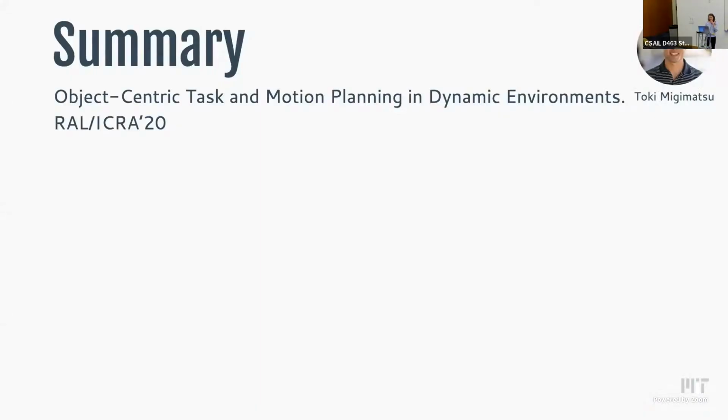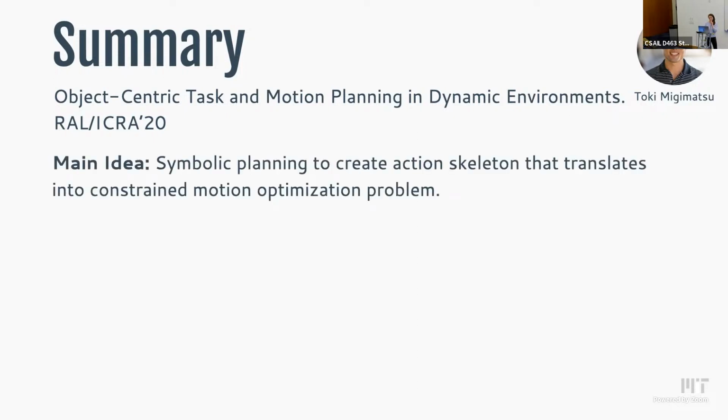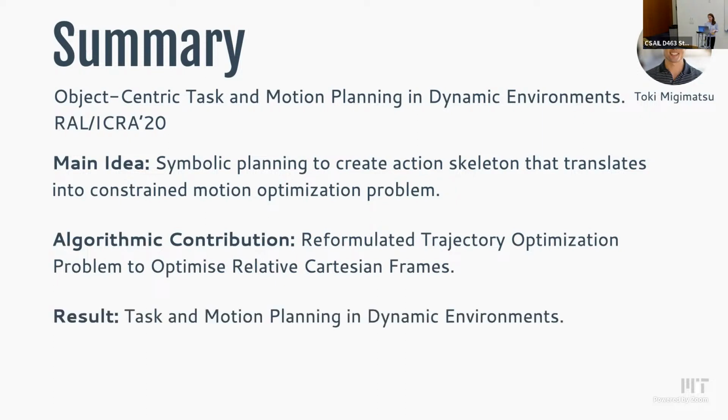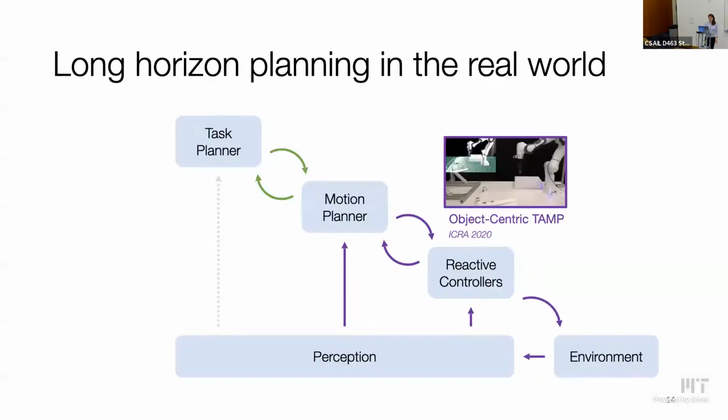Okay, so I just wanted to motivate this, or basically show you what we want to achieve, this kind of reactive behavior that really adapts to the changes, to the dynamic changes in the environment. And so here the main idea was to have symbolic planning to create an action skeleton that translates into a constrained motion optimization problem. And the algorithmic contribution in this work was this reformulation to optimize over these relative Cartesian frames. And the result you've seen was this task and motion planning in dynamic environments.